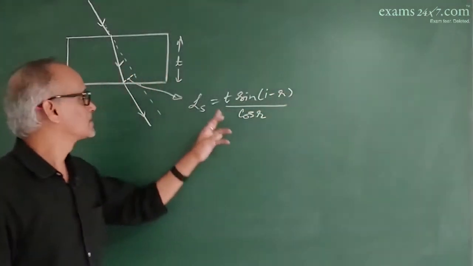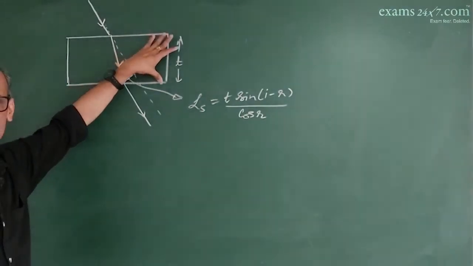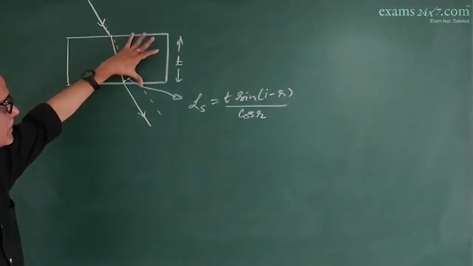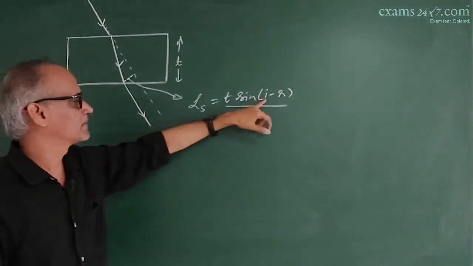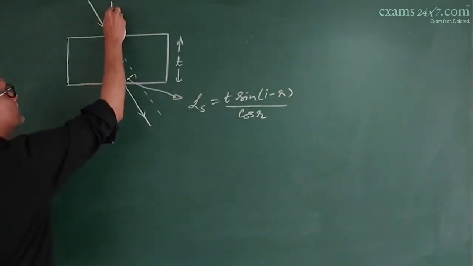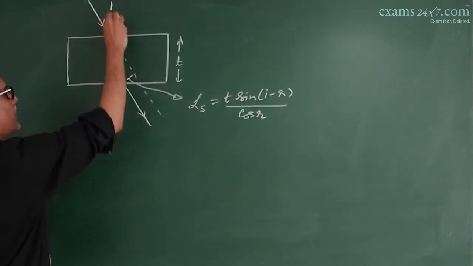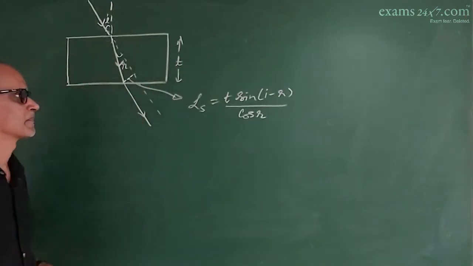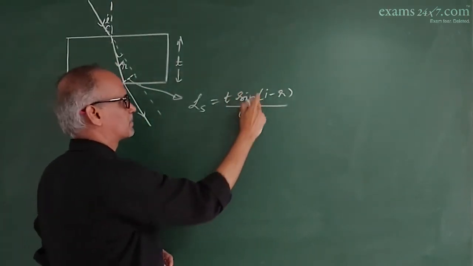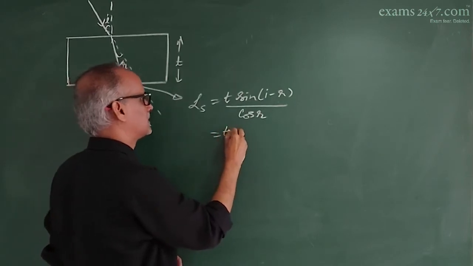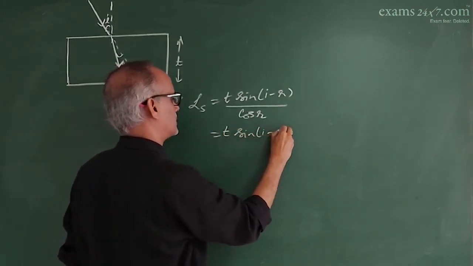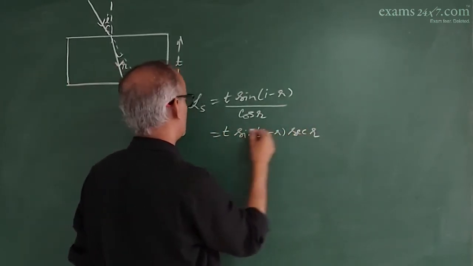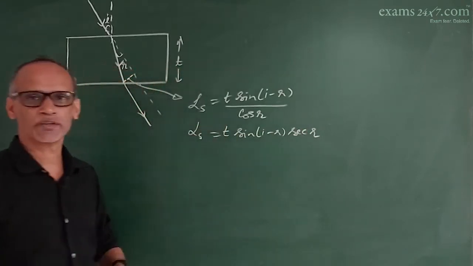where T is the thickness of the optical medium, the parallel-sided glass slab or parallel-sided optical medium, I is the angle of incidence, which is here, and R is the angle of refraction. So instead of the reciprocal of cos R, you can even write T into sin(I minus R) into secant R. This is the other format of the same equation.